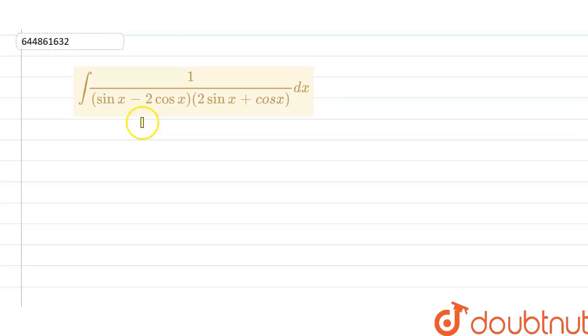Hello guys, we have the integral of 1 upon (sin x minus 2 cos x) into (2 sin x plus cos x) dx.